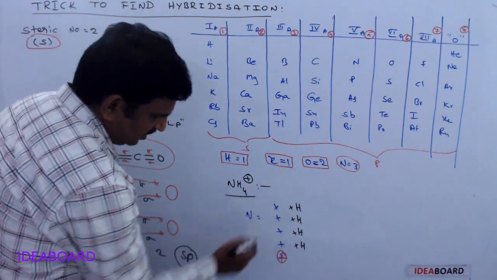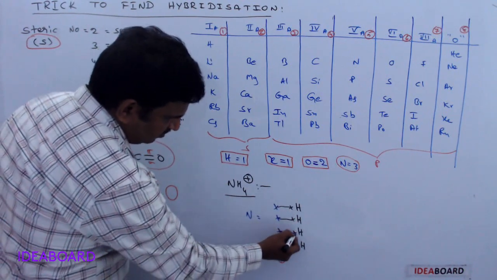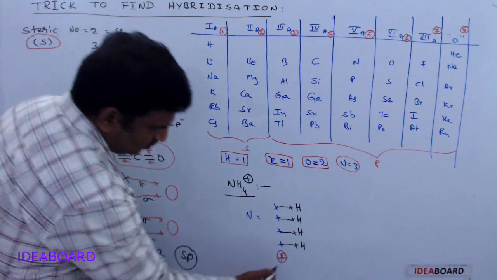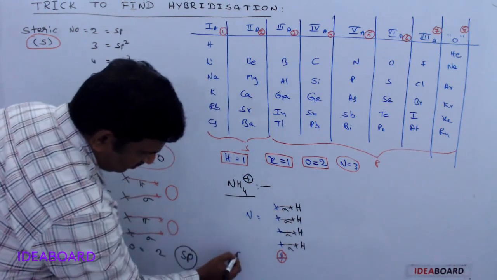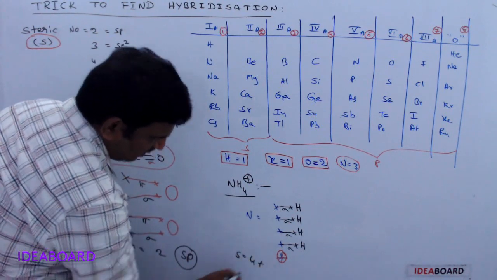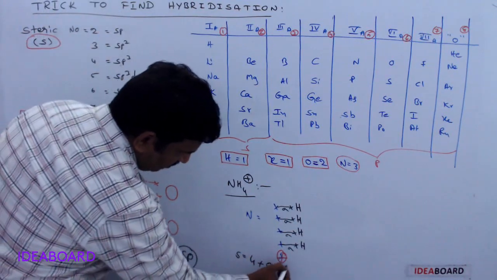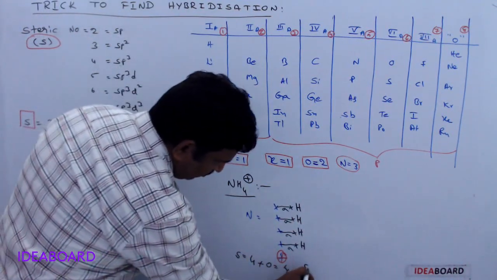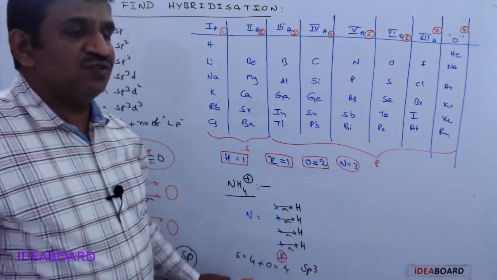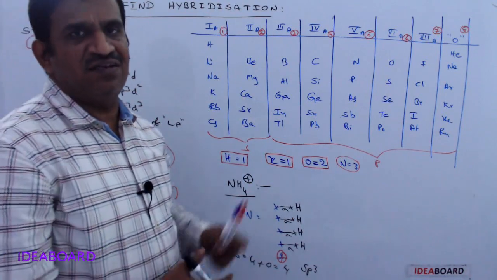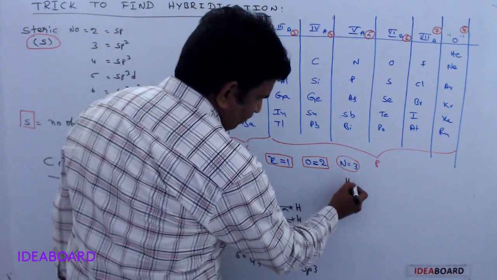Each hydrogen makes a sigma bond. This is one sigma bond, second sigma bond, third sigma bond, fourth sigma bond. So how many sigma bonds? 1, 2, 3, 4. So the steric number is 4 plus, is there any lone pair? No. So 4 plus 0, the steric number you are getting is 4. 4 means it is sp3 hybridized. Here also, is there any lone pair? 0. So what is the shape? Tetrahedral. What is the bond angle? 109 degrees.